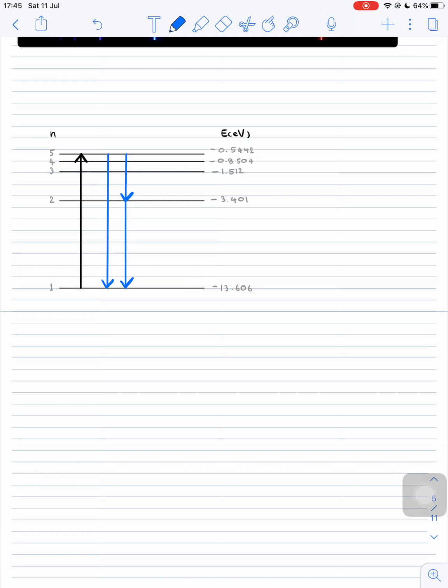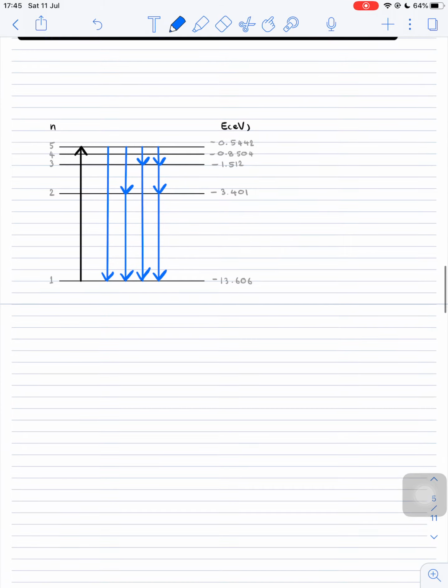Now the third possibility is that the electron can jump from n equal to 5 to n equal to 3, and from 3 to 2, and then 2 to 1. This is another possibility. Or, not done yet, the electron can jump from n equal to 5 to 4, and 4 to 2, and 2 to 1.